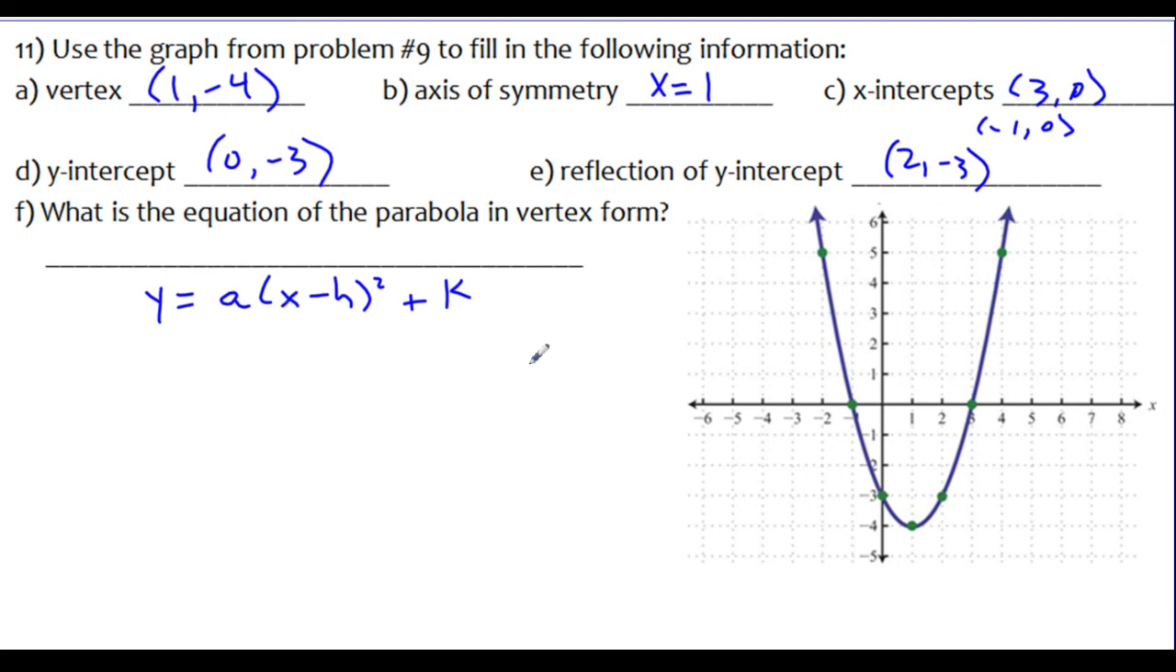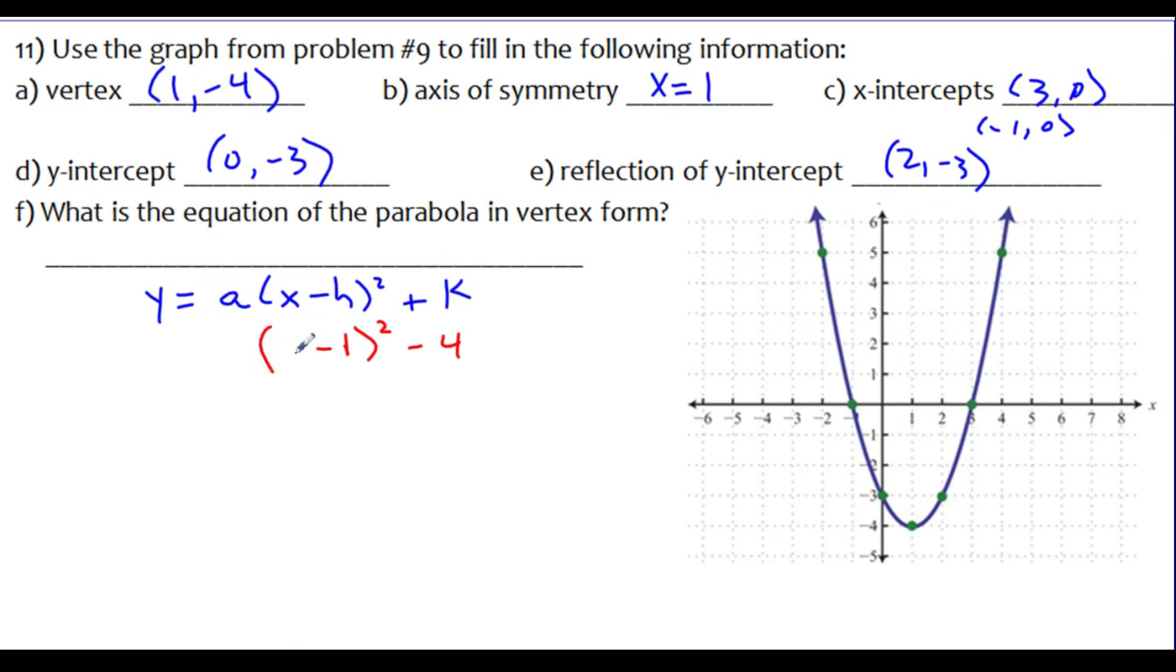Okay, so I'm going to look at this and say, well, h and k, those are the vertex. This is an h and a k. So let me plug those in. I'm going to go to my equation and I'm going to say h is 1, so it's x minus 1, and squared, and it's -4 on the outside because my k value there is -4. Okay, I don't know what a is, so I can't finish this. I need to figure out what a is.